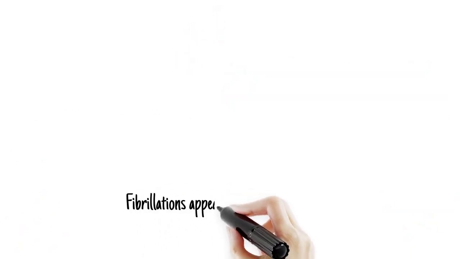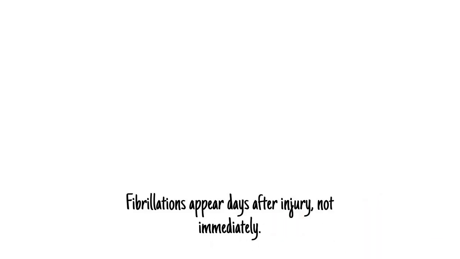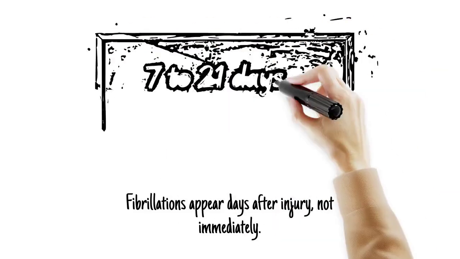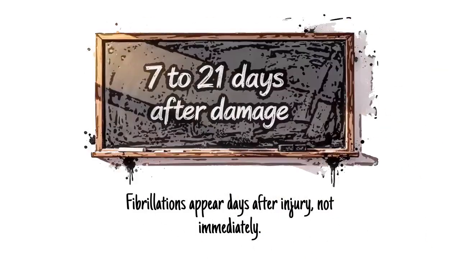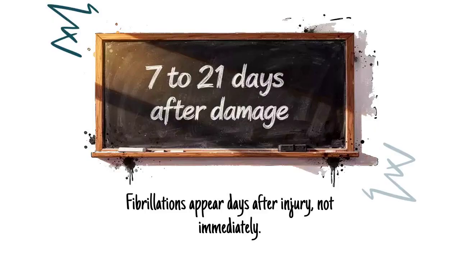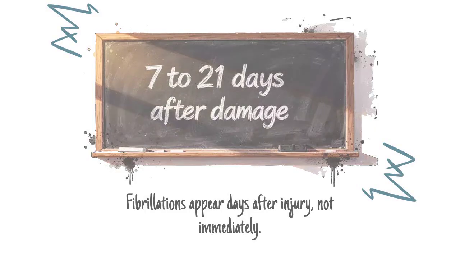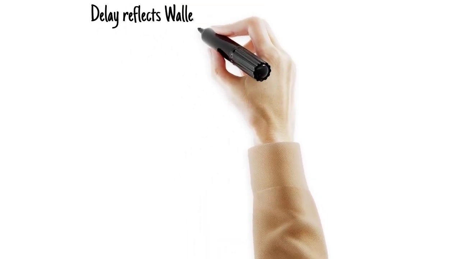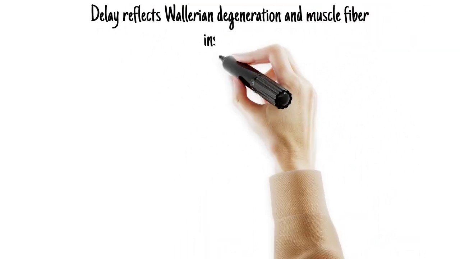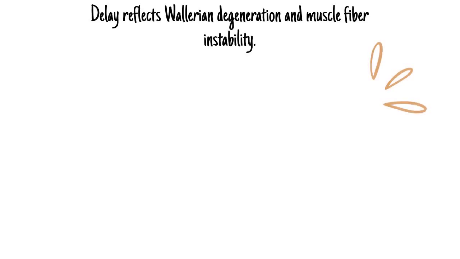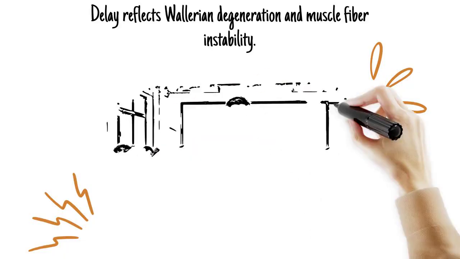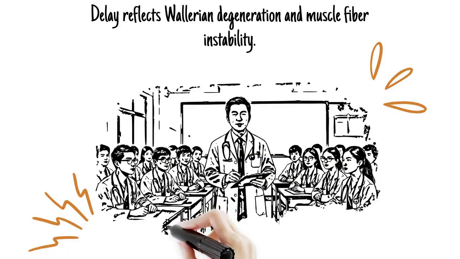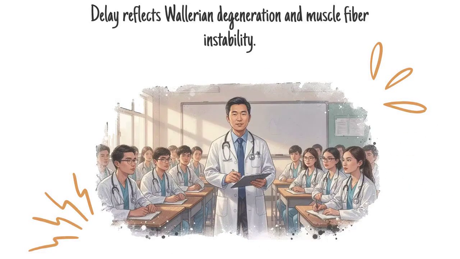A critical diagnostic point about timing: fibrillations do not appear immediately after nerve injury. They typically emerge 7 to 21 days after damage has occurred. This delay reflects the time required for the distal axon stump to undergo Wallerian degeneration and for individual muscle fibers to develop the membrane instability that drives spontaneous firing.